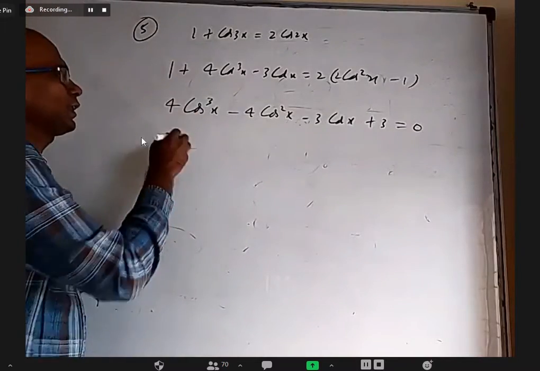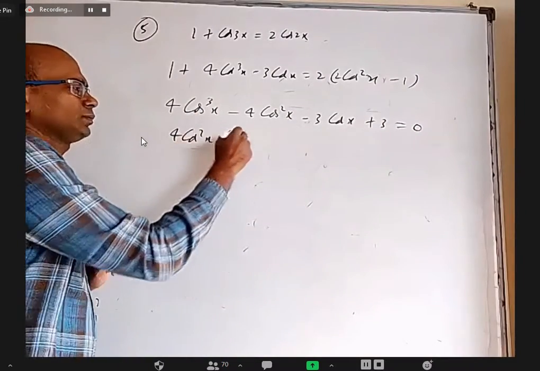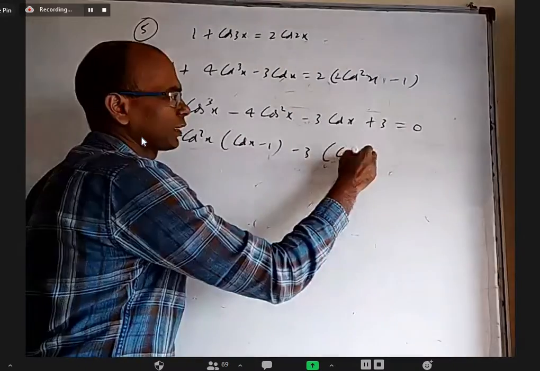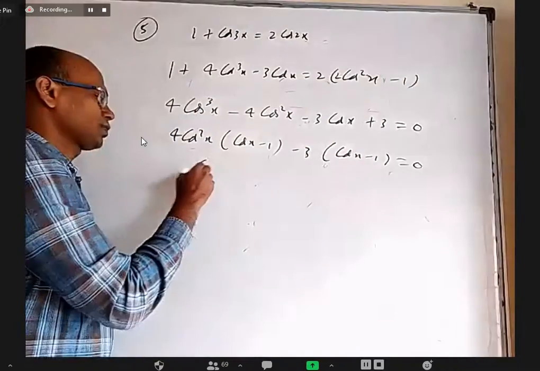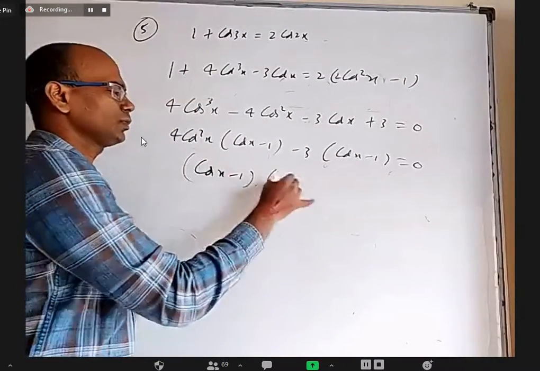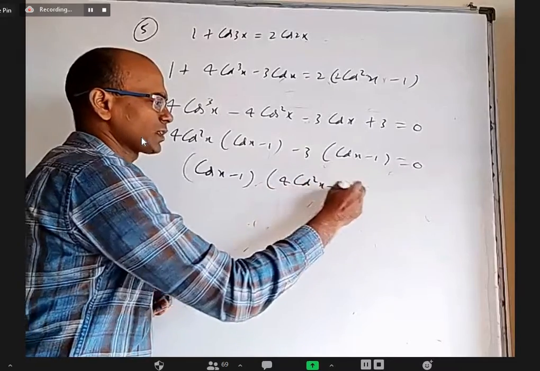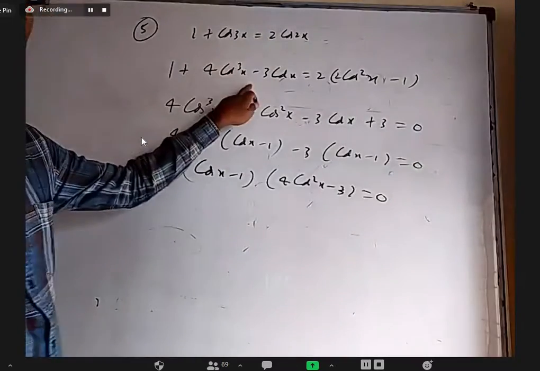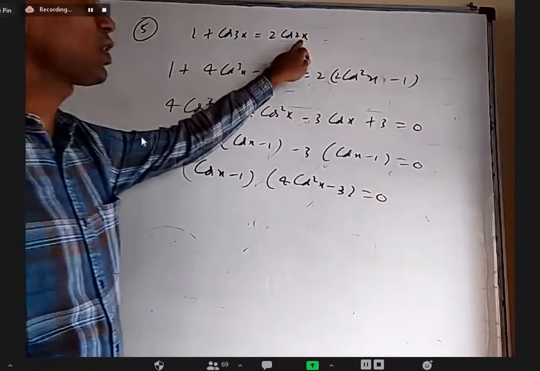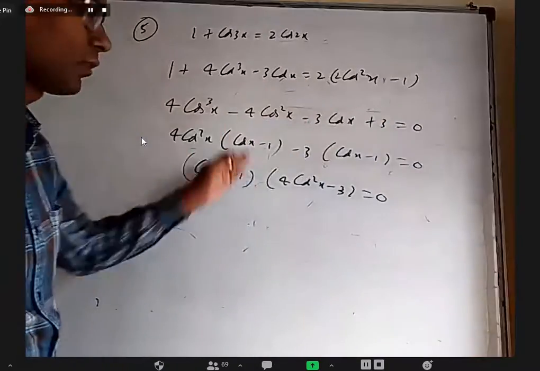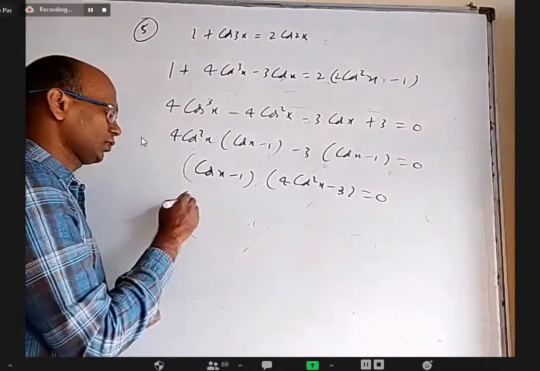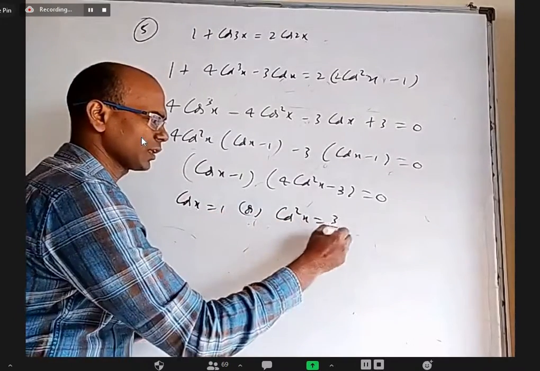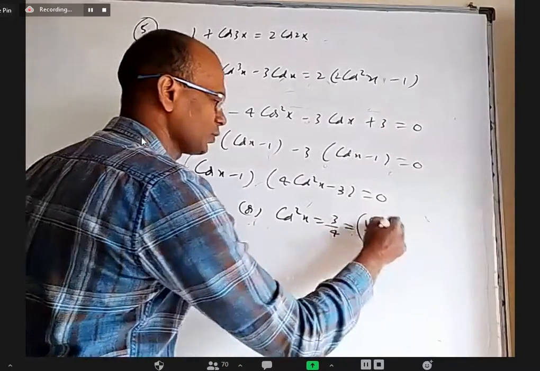From these two, I can take 4 cos square x common. I'll get cos x minus 1. From these two, if I take minus 3 common, I'll get cos x minus 1. So I'll get cos x minus 1 into 4 cos square x minus 3 equal to 0. So I just apply the cos 3x formula here, 4 cos cube x minus 3 cos x, and cos 2x formula, 2 cos square x minus 1, and take everything to one side. Okay, so we'll get cos x equal to 1 or cos square x is equal to 3 by 4, which is root 3 by 2 whole square.